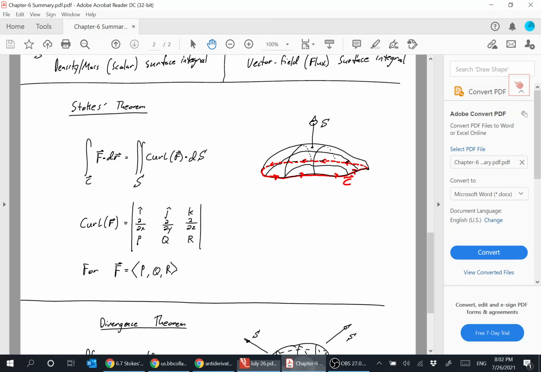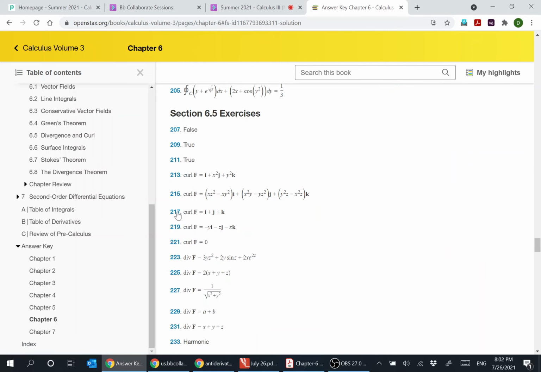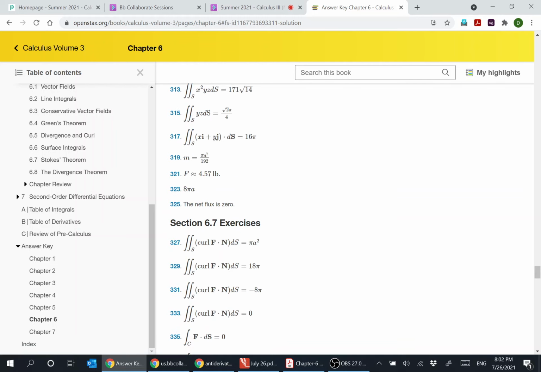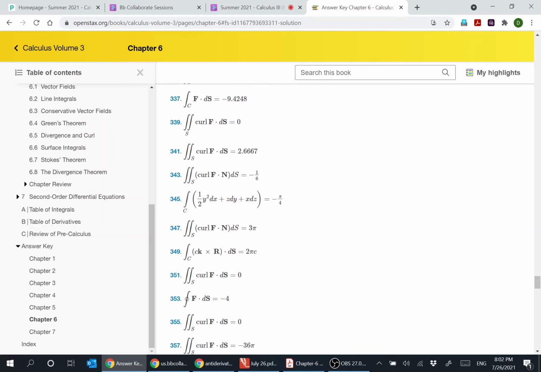Okay, no actual calculation actually happening there. Where's that problem? So that was this one. Let's check it real quick. Make sure we didn't. That was 353. Yeah, minus 4. Right there.